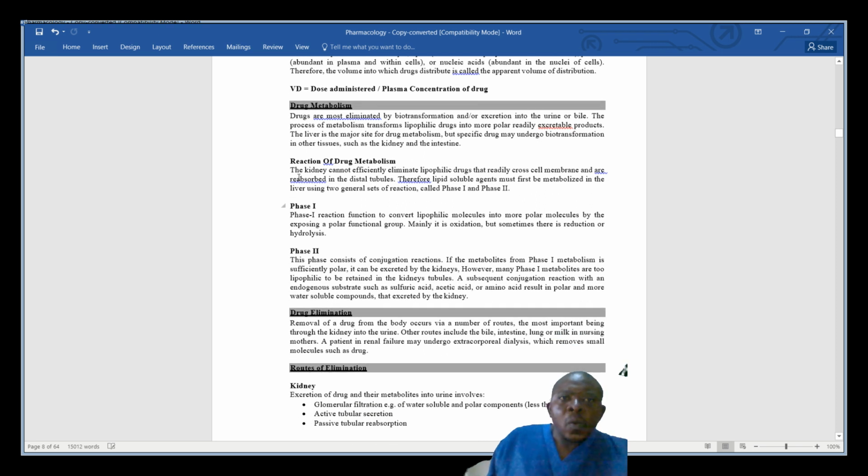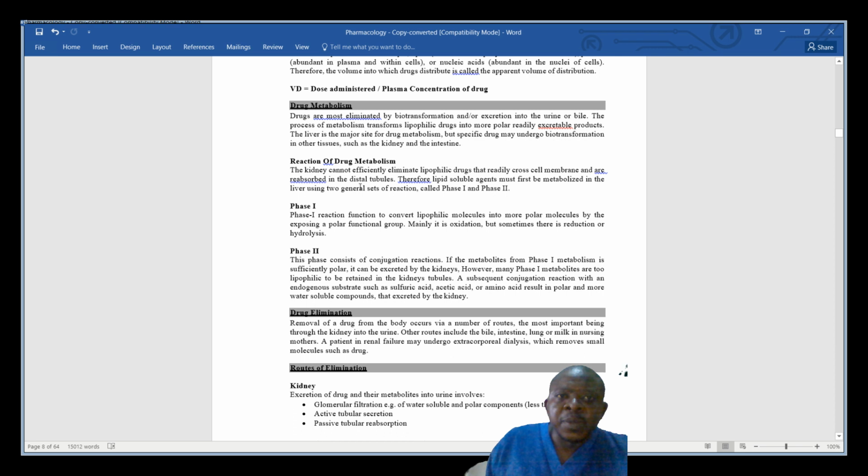So what is the reaction of drug metabolism? The study said that most drugs are eliminated by biotransformation, by the biological transformation that is happening to them. This transformation may come because of the effect of the liver, the kidney, or the intestine on the drug. So when they are transformed, these drugs can be excreted and then the other components can be used. So what are the reactions of drug metabolism?